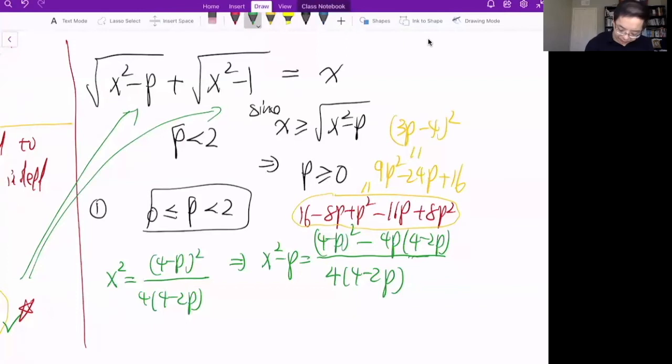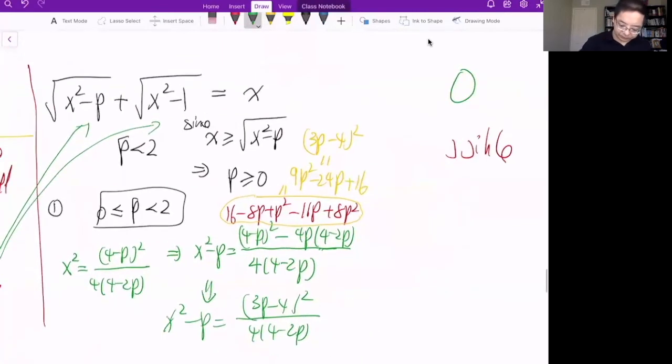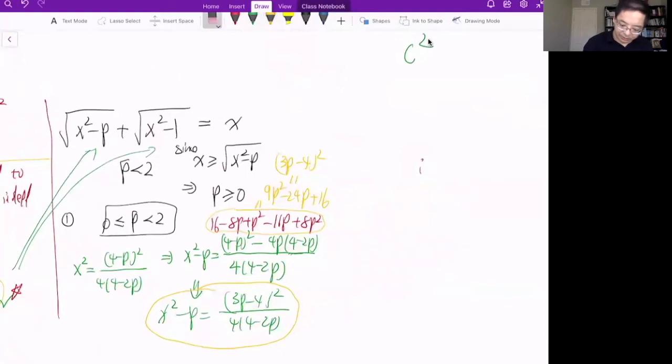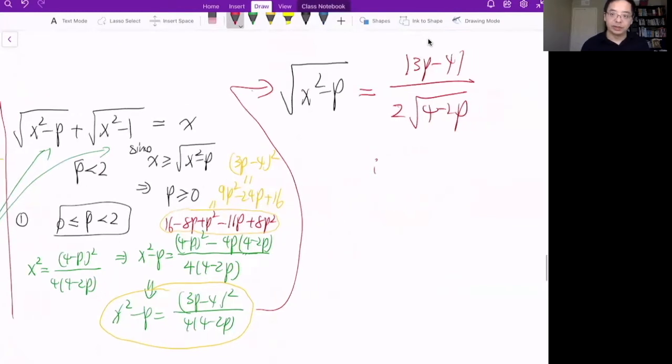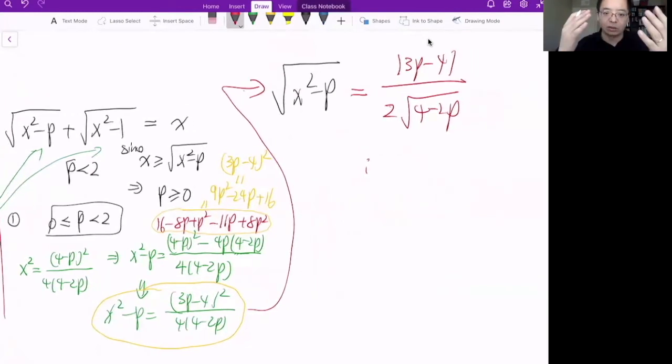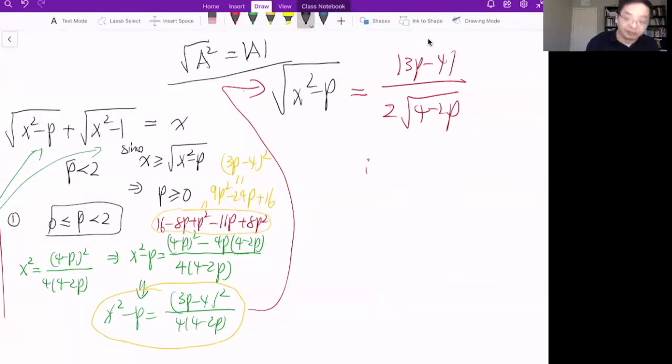So to summarize, from here I derive x squared minus p equals (3p minus 4) squared over 4 times (4 minus 2p). That's what I have. Good. So this is the first one. If I take the square root of x squared minus p, this equals the absolute value of 3p minus 4, over 2 times the square root of 4 minus 2p. The reason we need the absolute value is that I don't know whether it's positive or negative. When you take the square root of something squared, you need to take the absolute value, because the square root of a squared equals the absolute value of a.